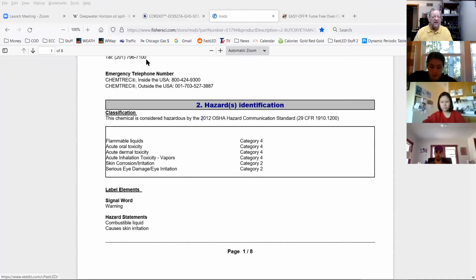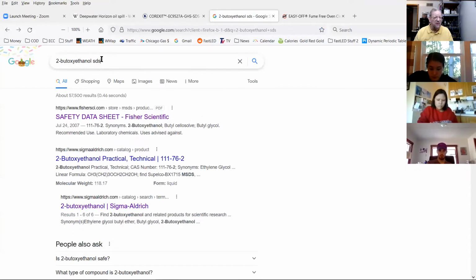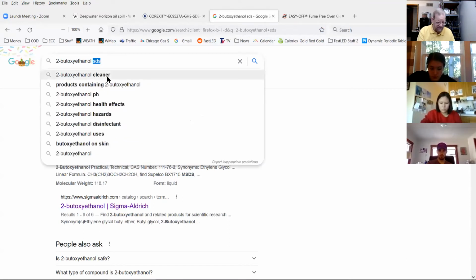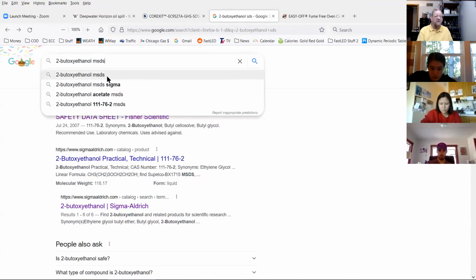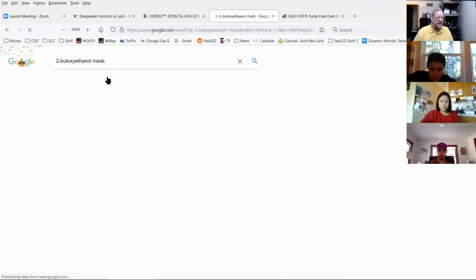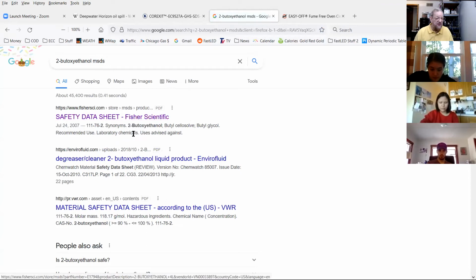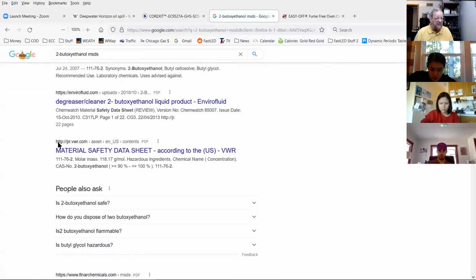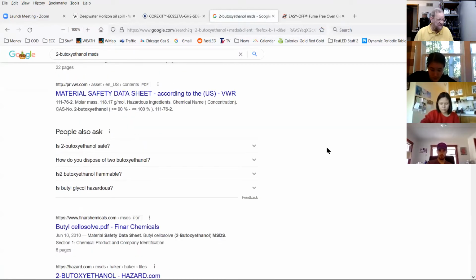Today, one of the things that you can always take away is if you go to Google and put in MSDS sheet and the name of a chemical, notice here for 2-butoxyethanol, put the name in and hit enter. And here Fisher Scientific is very reputable. And VWR is a reputable company. And you can find it.